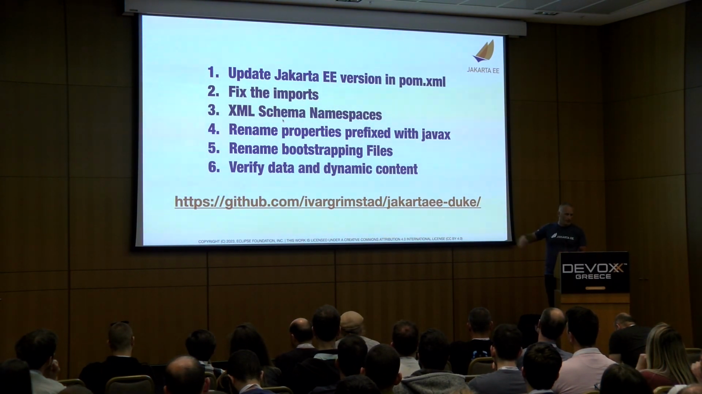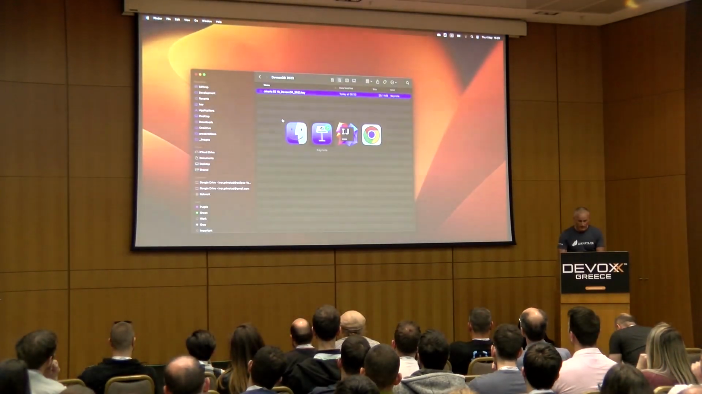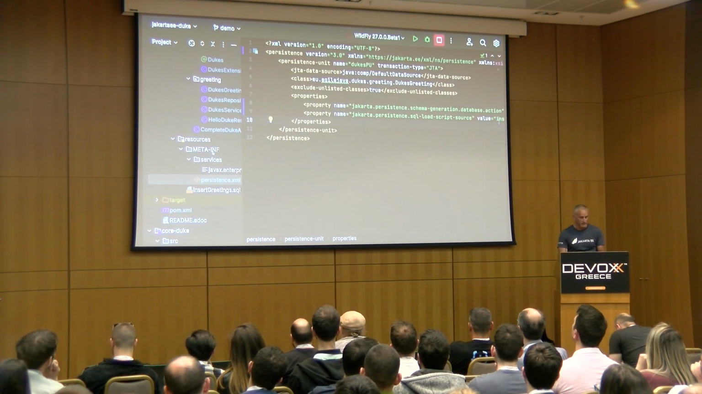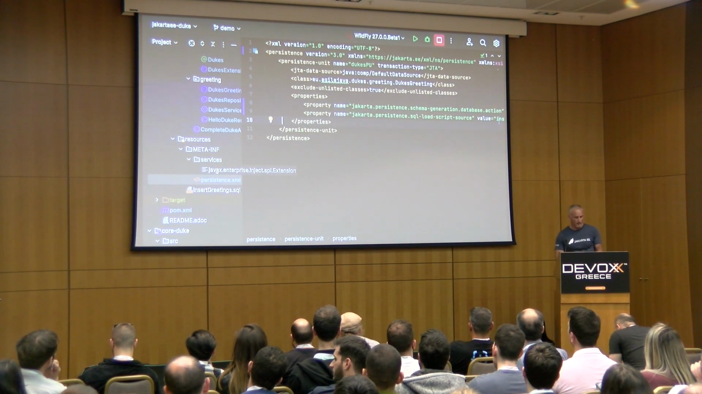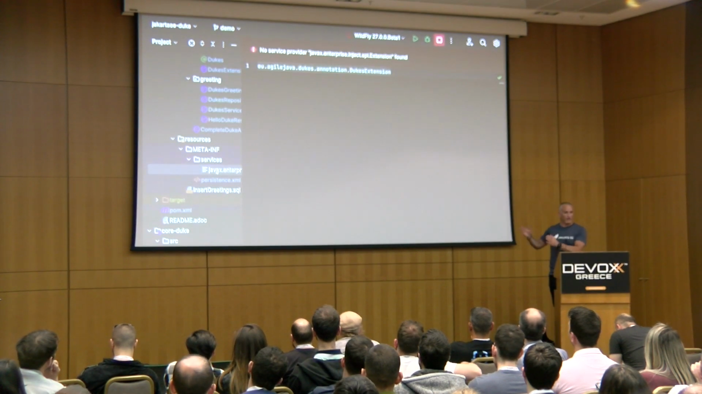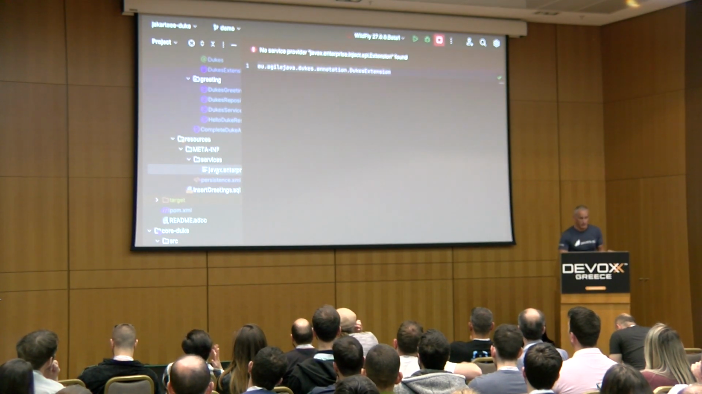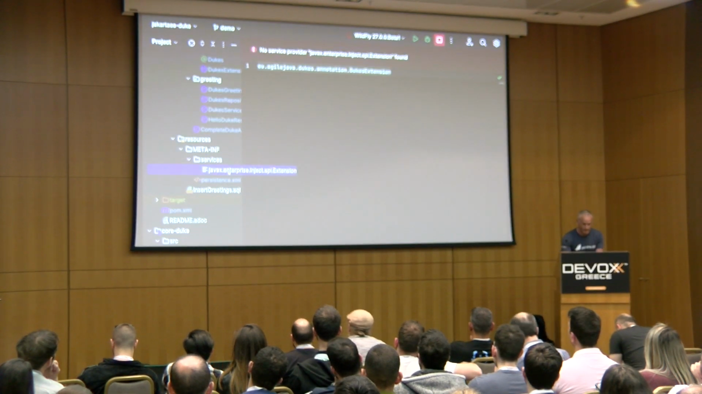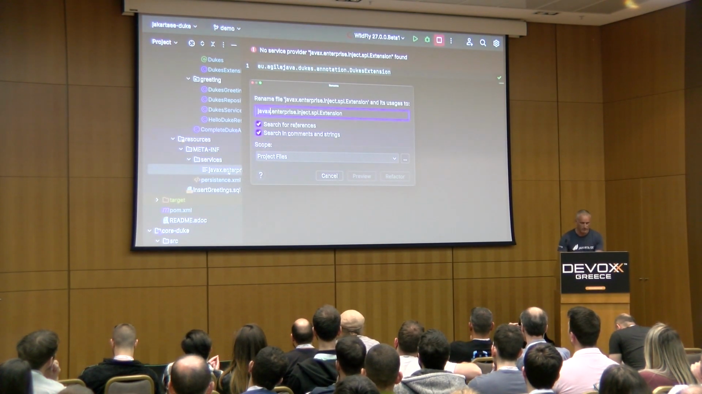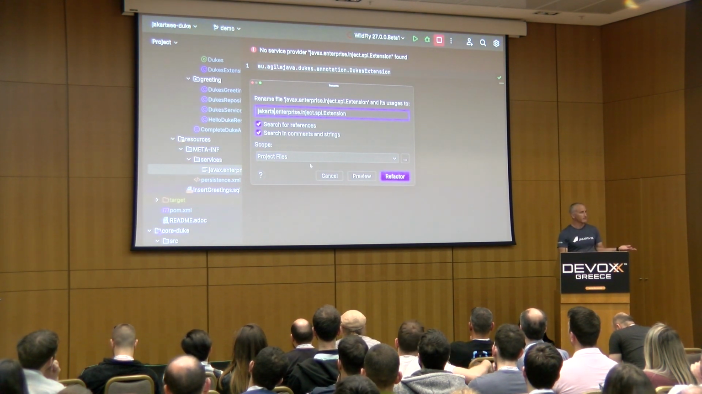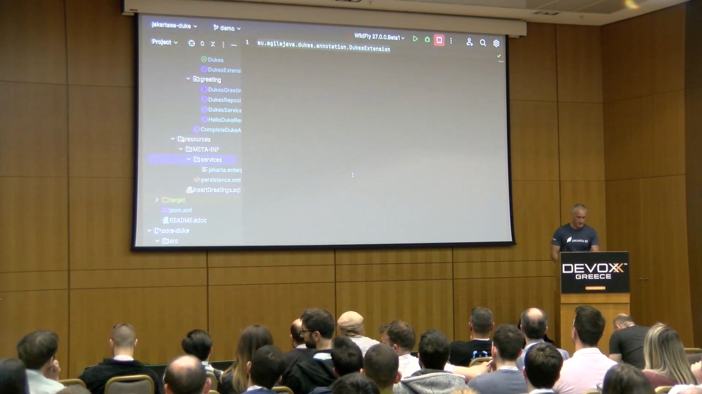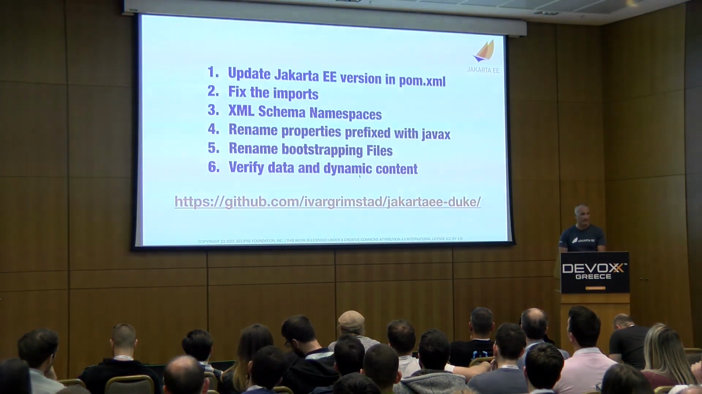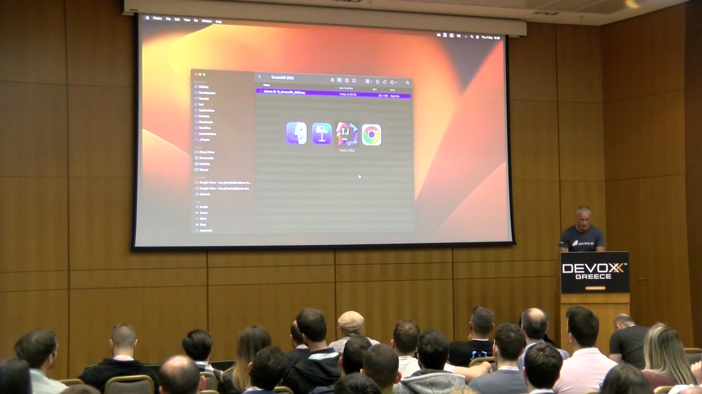Then it's the bootstrapping files. This only applies if you actually have bootstrapping files. And I do, since I have this CDI extension. CDI extensions are activated in a file called javax.enterprise.inject.spi.Extension, where the contents is the fully qualified path to the extension. And as you may guess, this file has to be renamed. It's not that hard to guess what it's going to be renamed to. So it's just replace javax with jakarta. So now I've done all the steps, except the last one, which is dynamic content. And I'll do that when I deploy the application.